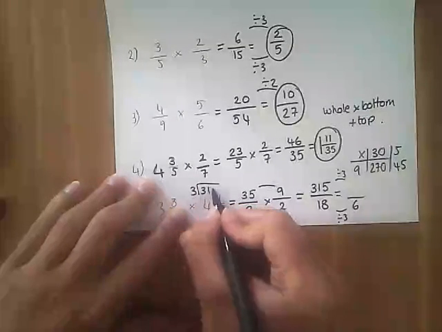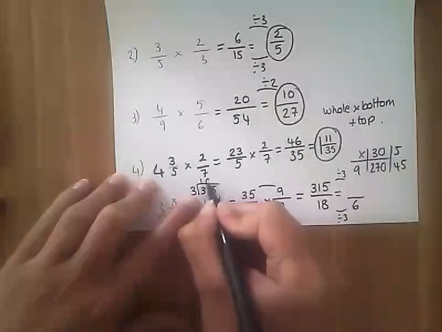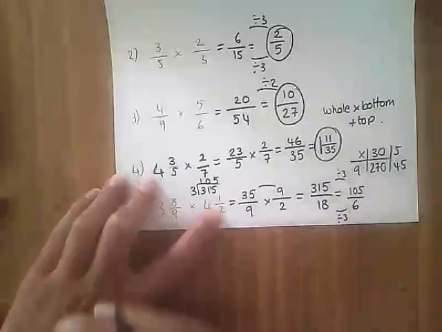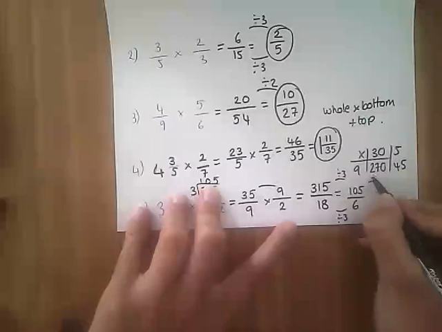3's into the 3 go once, 3's into 1 don't go, carry the 1. 3's into 15 go 5 times. So that's 105 divided by 6. I think we can divide by 3 again.